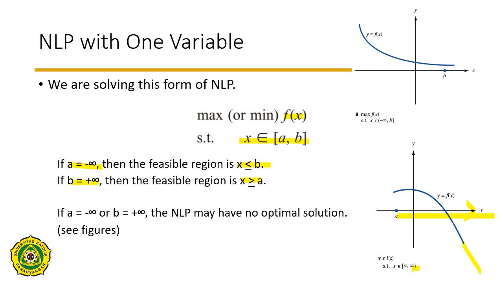Similarly, if we have this kind of function and we want to maximize its value, and the range for x is from minus infinity up to this point b, then as we go farther and farther to the negative side of x, the value of f(x) becomes greater. So there is no optimal solution, because if we keep decreasing the value of x, the value of f(x) keeps becoming greater.